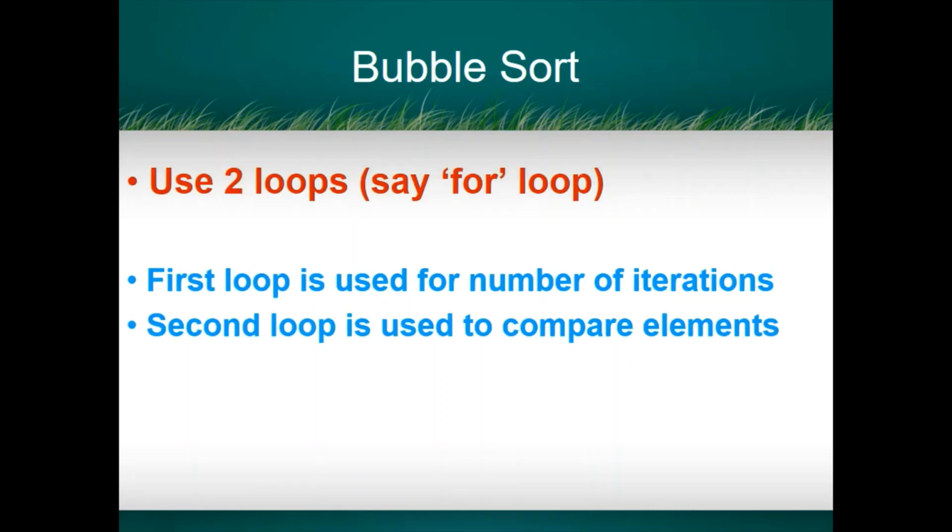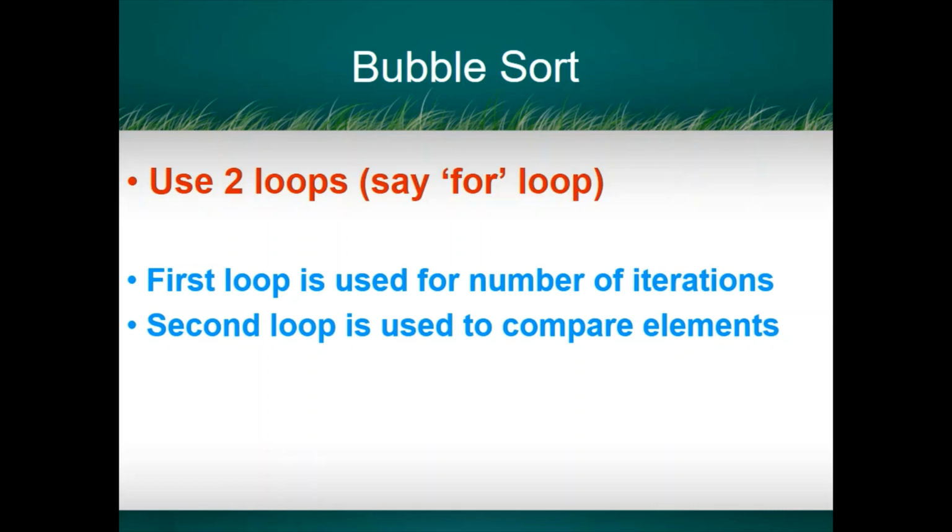Here when we write code to bubble sort, we use two for loops. The first for loop, which is called the outer for loop, is used for the number of iterations. Just now I told you, if the size of the array is n, we need n minus 1 iterations. And the second loop is to compare the elements.